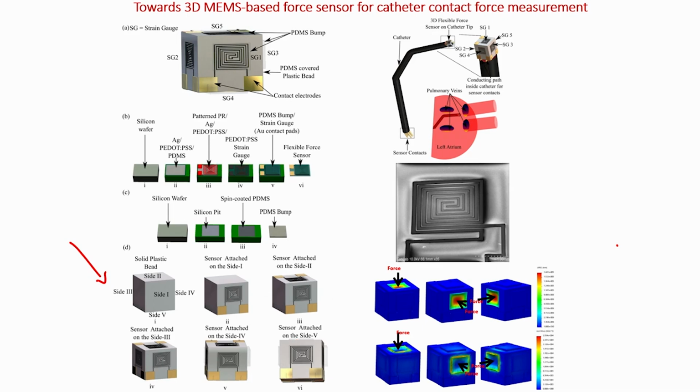You can do a very quick COMSOL simulation to see how much force you apply and what is the stress on the strain gauge, right. Now if I have the sensors attached on this particular cube, then I will have how many contacts? 10 contacts, right, because each strain gauge will have 2 contacts. All these sensor contacts can be brought out from within the catheter.